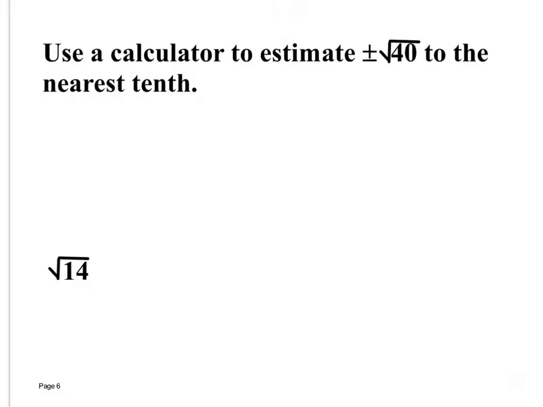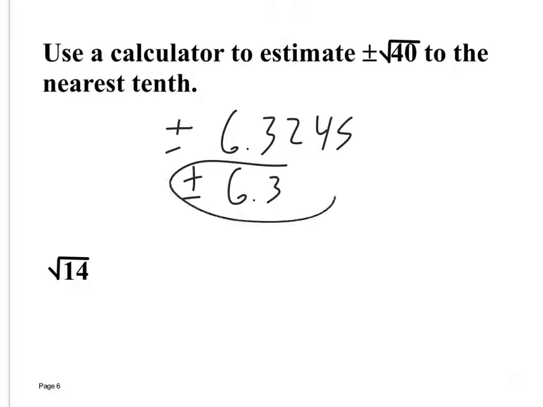Right? So what it gives you is plus or minus. You know you have to have plus or minus because it says plus or minus square root of 40. And it's 6.3245. Which continues on, but I'm going to stop there. And it says use that calculator to estimate to the nearest tenth. Which number is at the tenths decimal place? 3. So would I round up or would I stay at 3? Stay at 3. So my answer is plus or minus 6.3, and that's what you have to have.